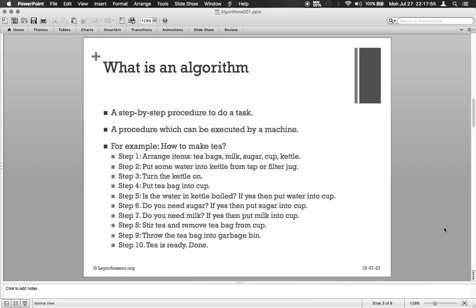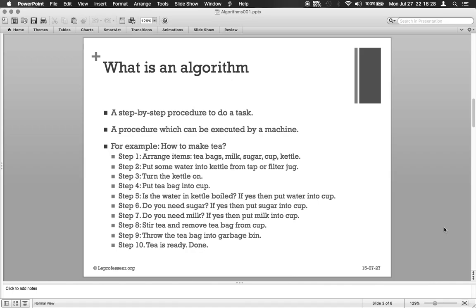And when you turn the kettle on, water starts boiling. Water starts warming up. Now step 4, by the time water is warming up in the kettle, you put a tea bag into the cup. Step 5, now you go back and check whether water in the kettle is boiled or not. If your answer is yes, then what would you do? You will put the water into the cup. If it is not, then you would let it boil.